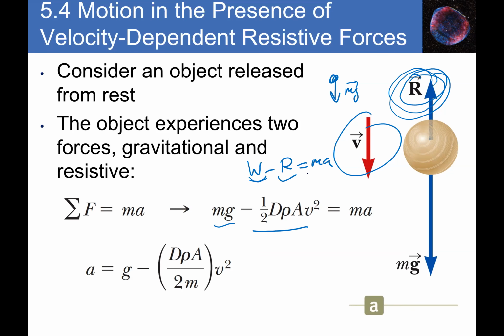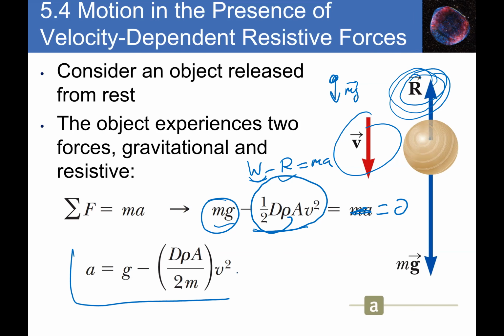But then at some point, speed is strong enough that this term is equal to that term. What happens then? Then this is equal to 0, which you can see in this equation. This is the acceleration, which is g minus d rho A v squared over 2m. At some point you can get a speed where the object has an equal amount of gravitational and resistive force.